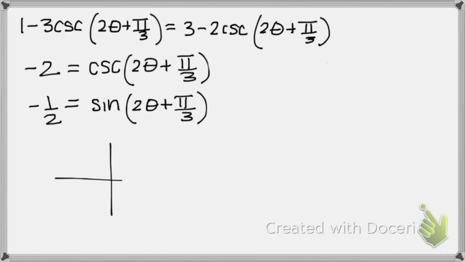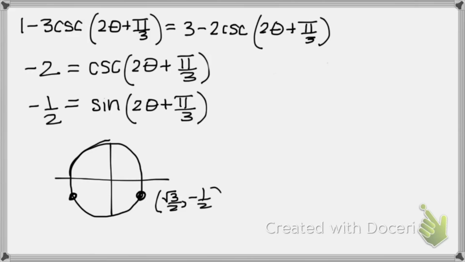So I'm looking for the y coordinate of negative 1/2. So that's happening here and here at radical 3 over 2, negative 1/2, which is 11 pi over 6, and at negative radical 3 over 2, negative 1/2, which is at 7 pi over 6. Right, so those are the angles that will get me the negative 1/2.